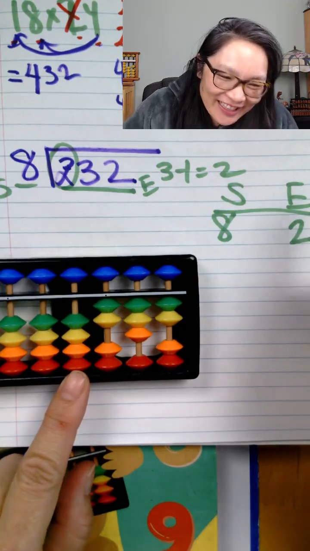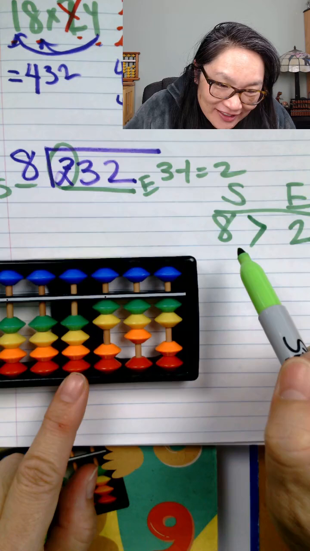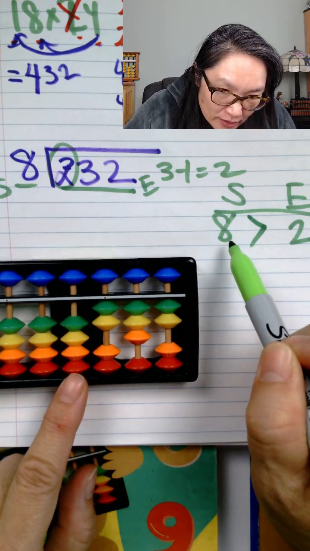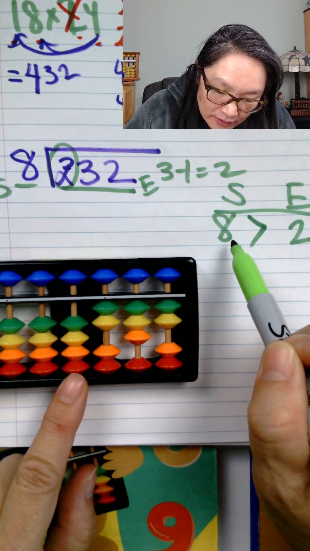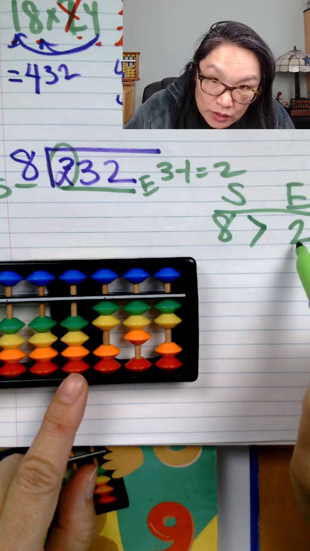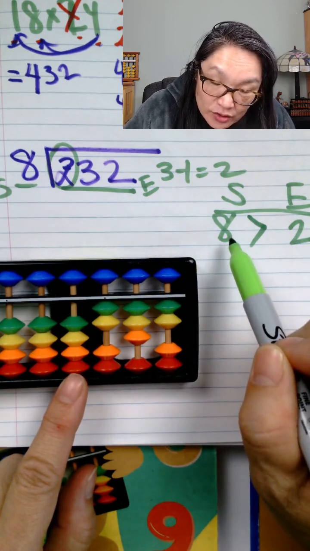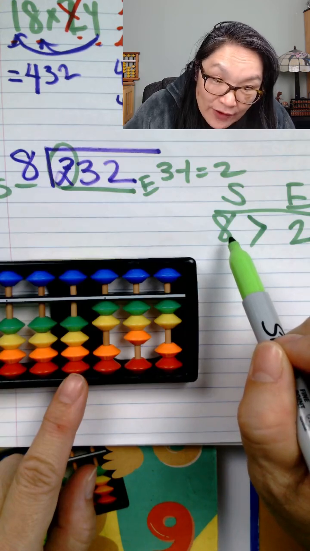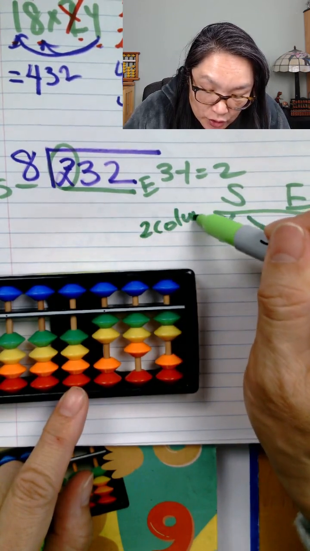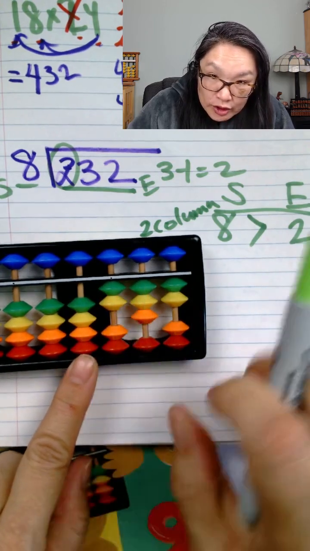8. Thank you. So when the divisor, not the dividend, the divisor is 8. The dividend is 2. So the divisor is bigger. When the divisor is bigger, we need 2 columns. We will look at 2 columns. So these are the 2 columns we're going to use.